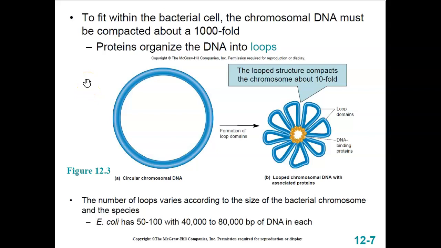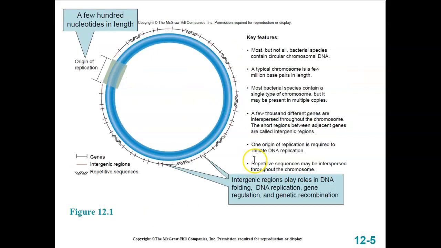Also, to fit within the bacterial cell, you have to compact this thing about 1,000-fold. So in order to do that, bacterial chromosomes have developed this mechanism of folding into what we call looped domains. And there are DNA binding proteins that bind to specific regions on the chromosome. Wonder where those could be. Let's go back to that.